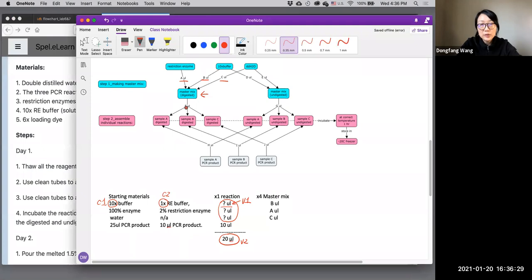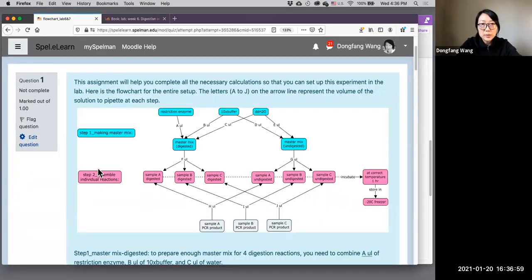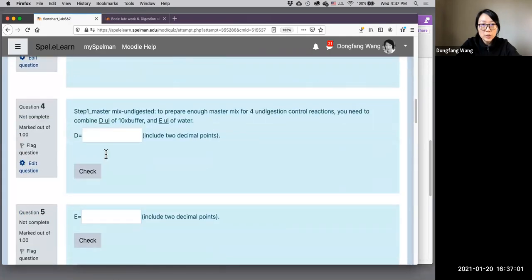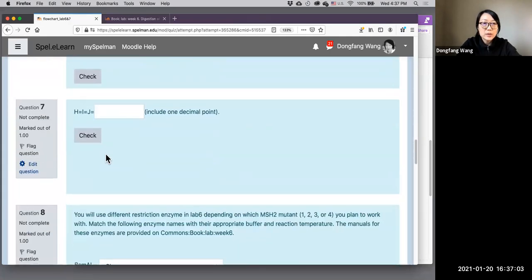To solve the value for F, we take the total volume of the master mix, take the sum, and then divide by 4, because the master mix is enough for 4 reactions. Divide that value by 4 and you get the value for F. The value for H is already calculated right here for an individual reaction. This is how we attempt question 1 all the way to question 7.